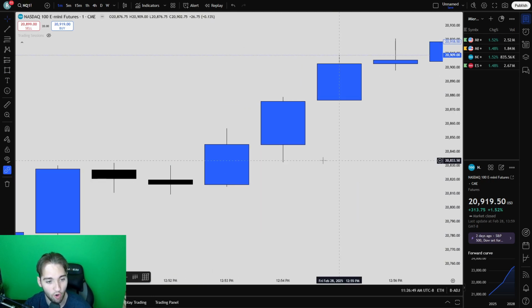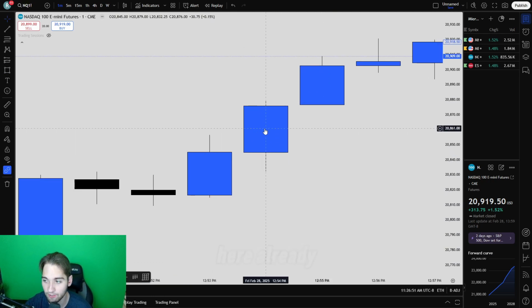Alrighty, so where is our open and our close of this candle here? Our open is going to be where? Bottom left of the body of our candle. So we're going to go here, bottom left of the body of our candle. And then where's our close at?